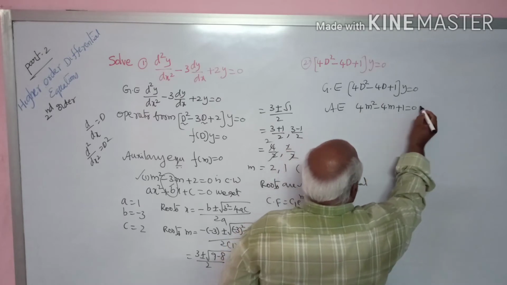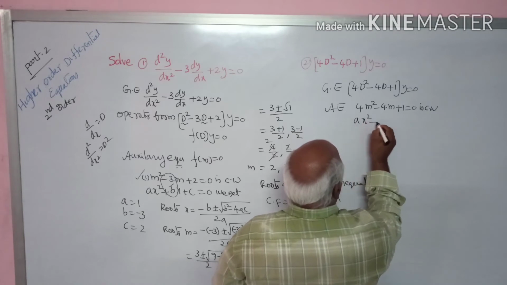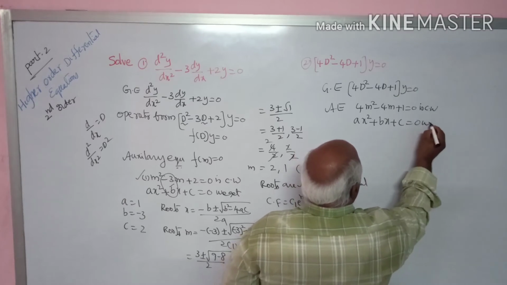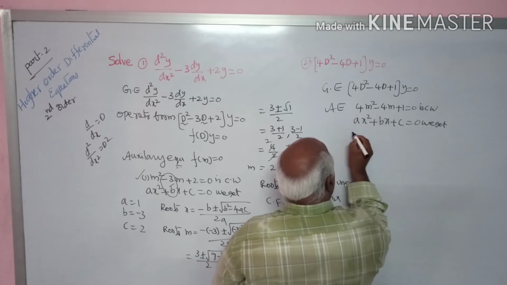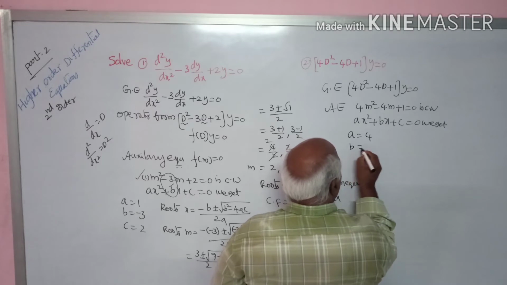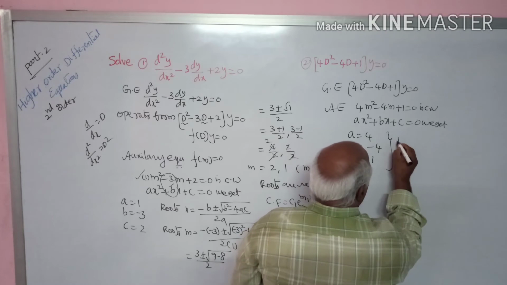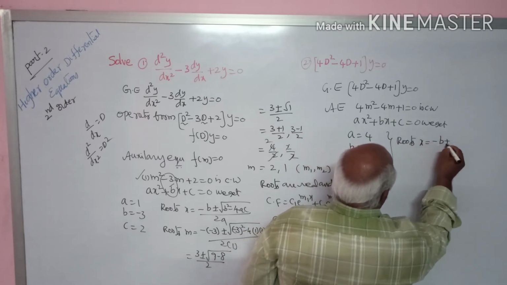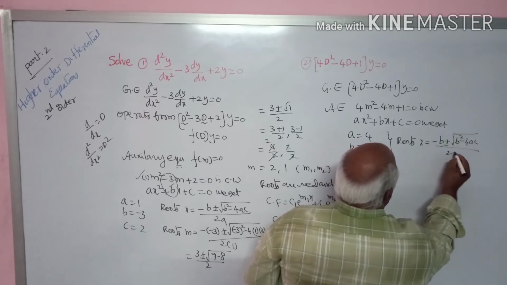After writing the auxiliary equation, it is in quadratic form, comparing with ax square plus bx plus c equal to 0. We get, what is the coefficient of x square? That is the m square coefficient, a, that is 4. The x coefficient, that is the m coefficient, b, is minus 4. The constant is 1. For the quadratic equation, the roots formula is x is equal to minus b plus or minus root of b square minus 4ac by 2a.